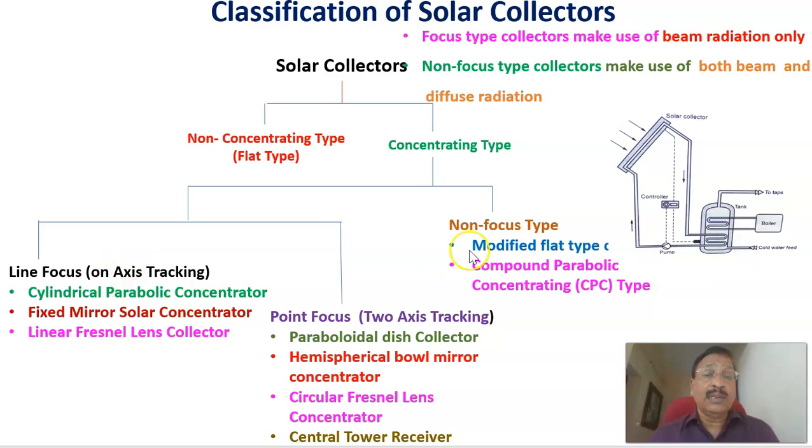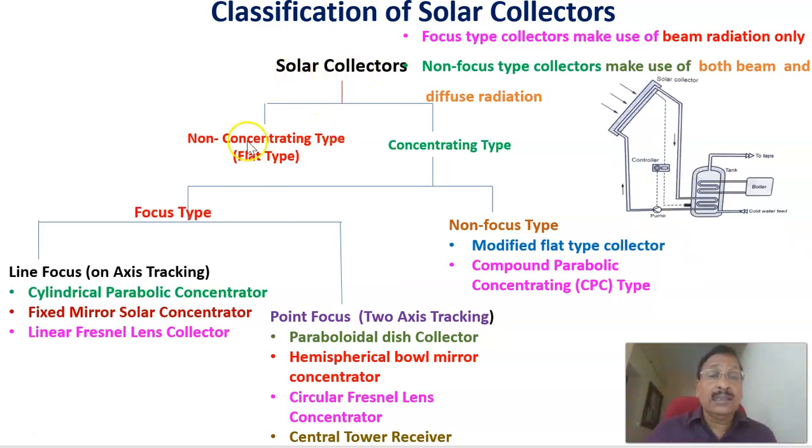Both are focusing type collectors, and this is a non-focusing type of collector. All these come under the concentrating type. Another one is the non-concentrating type of collector. These are all focus type collectors. The focus type collectors make use of beam radiation only. But non-focus type collectors make use of both beam radiation and diffuse radiation. Both beam and diffuse radiations are used to convert the solar radiation into heat energy. That is the non-focus type. But the focus type uses only the beam radiation.